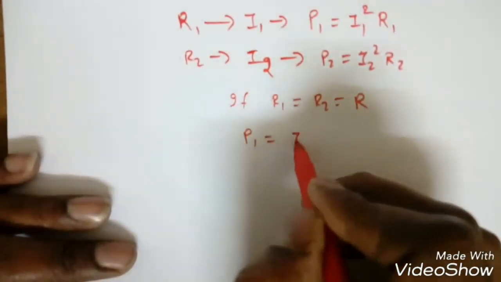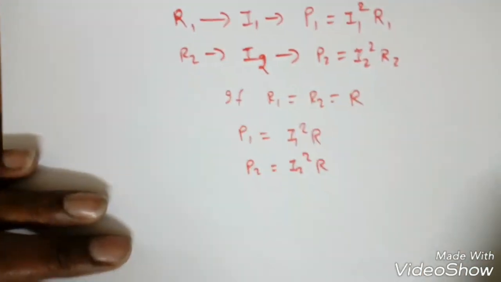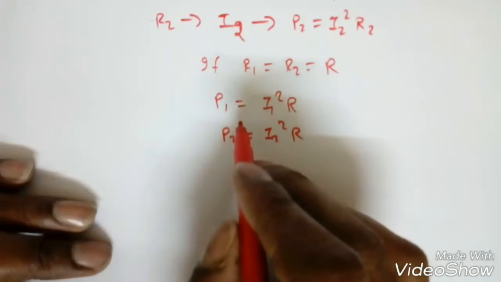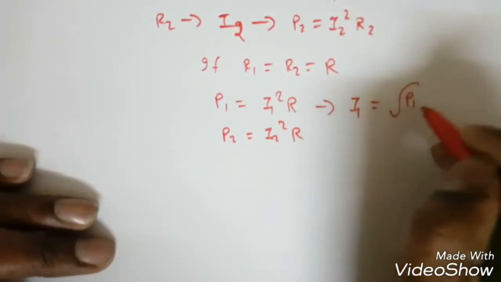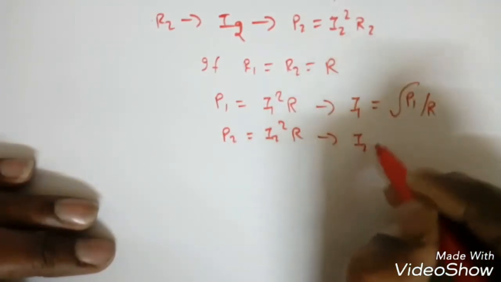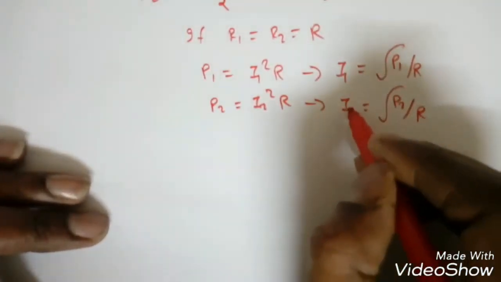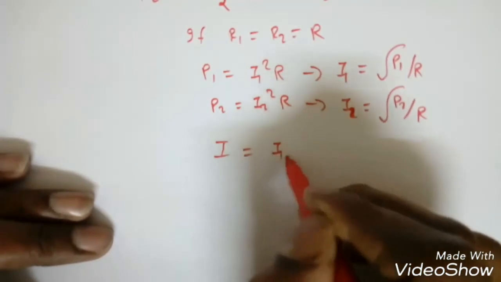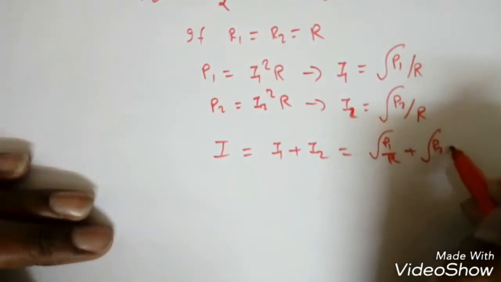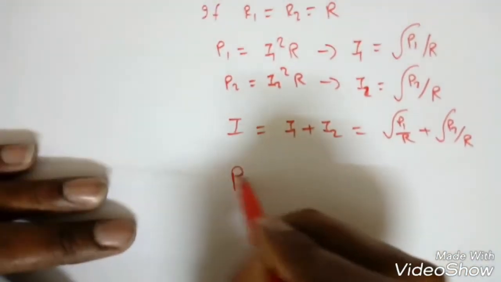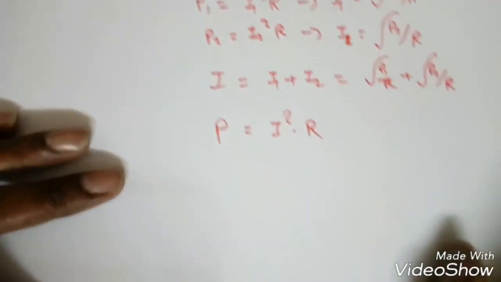So P1 is I1 square into R. P2 is I2 square into R. Now we cannot apply the superposition principle: I can find I1 from this, that is root of P1 by R. Similarly I2 is root of P2 by R, right? Now by superposition theorem, what is I1 plus I2? It will become root of P1 by R plus root of P2 by R. Now what is the total power? Our total power is I square into R. So what is I?